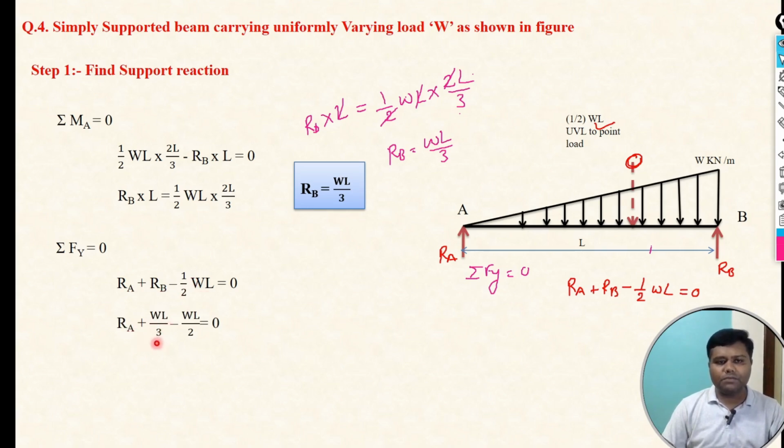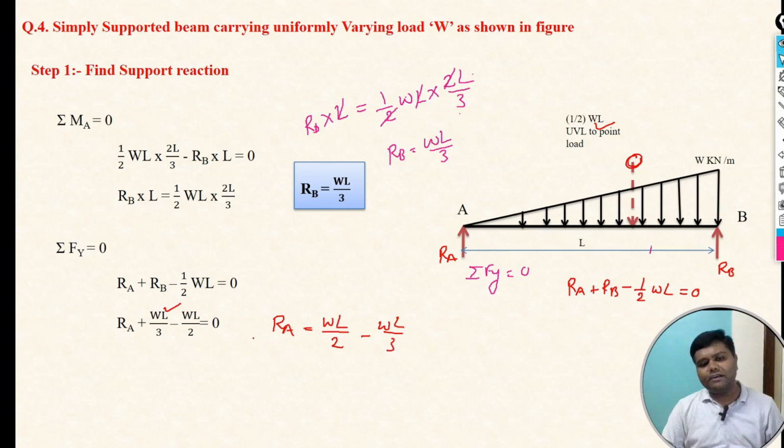So Ra plus WL by 3 minus WL by 2, because Rb we have already calculated, and that Rb is WL by 3. Now just solve it. Ra is equal to WL by 2 minus WL by 3. We have taken WL by 3 and WL by 2 to the right side, so the signs change, negative to positive and positive to negative.